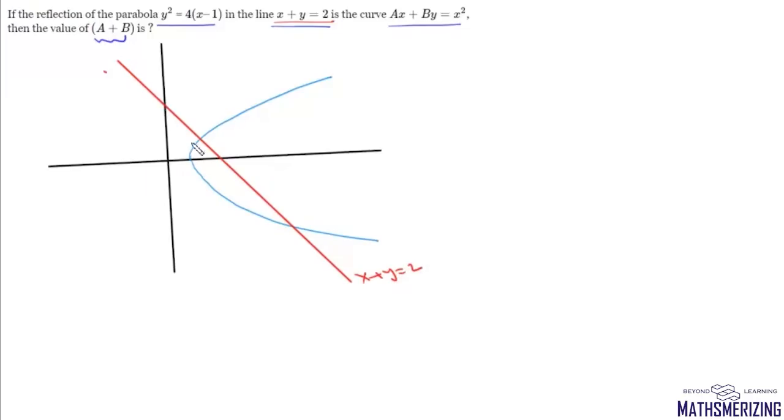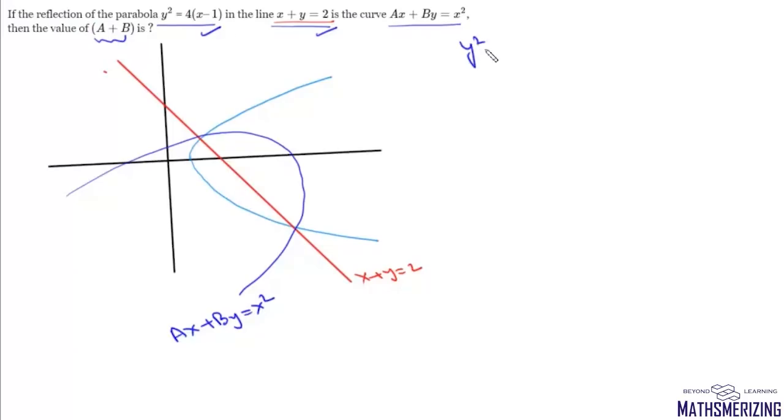Now it says the reflection of this parabola about this line is this curve which is ax plus by equals x square. So the reflection of this parabola about this line is this parabola which is ax plus by equals x square, and we need to find the values of a and b. Now in this question we need not even find the image of a point. So what we know is from this given equation and this given line we can find their points of intersection.